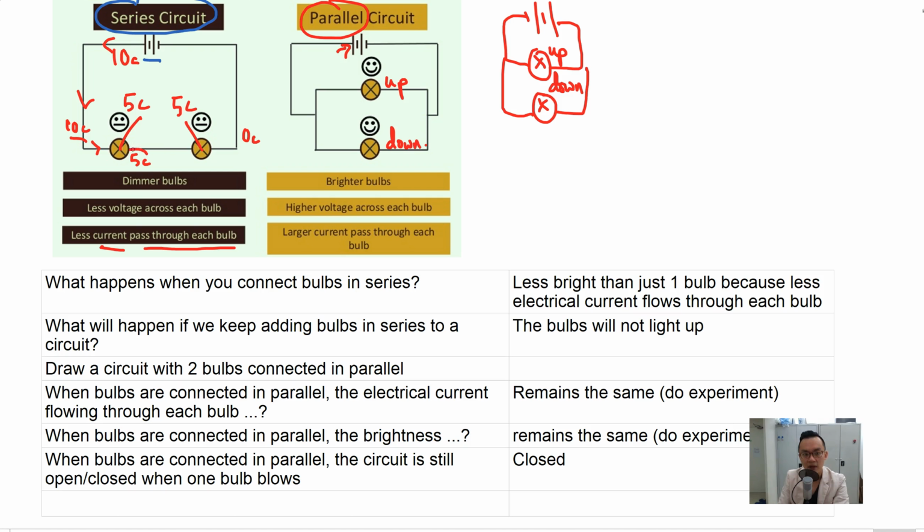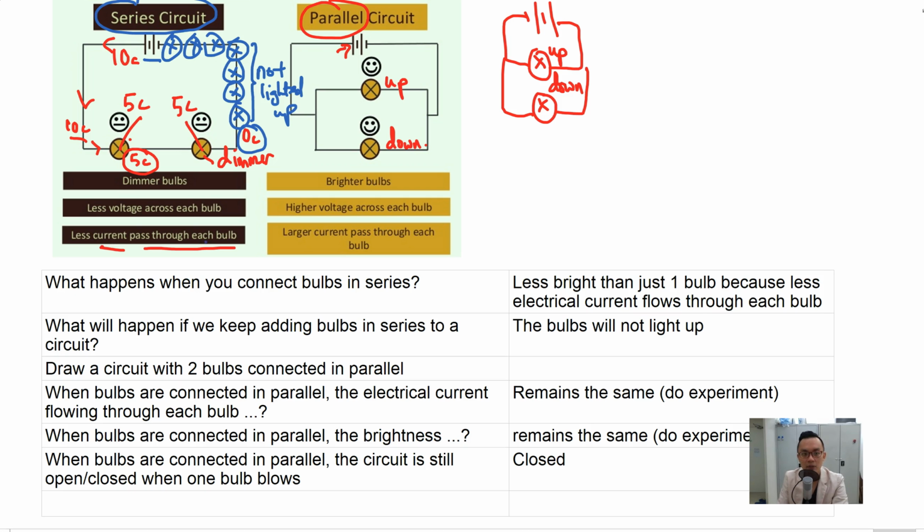This light bulb only gets 5 current worth of electricity. So this light bulb will be dimmer than this light bulb, all right? Now the question is, what happens if I have many light bulbs over here? Okay, many light bulbs. So if I have so many light bulbs, that means all these light bulbs will not be lighted up, all right, because there's already 0 current over here. There's no more electricity to give to these other light bulbs, so it won't be lighted up. All right, so that's the bad thing.